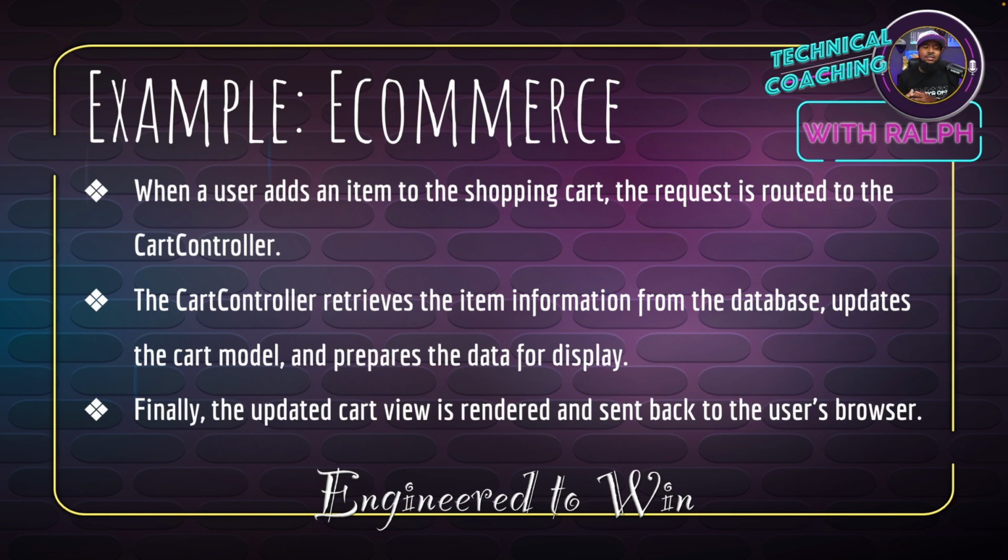And now adds it to the cart. So the cart controller retrieves the information from the database, updates the cart model, and prepares the data for display. Finally, the updated cart view is rendered and sent back to the user's browser. So all the information that's coming from the API, it prepares the data, and now the user interface plops it into place where everything should go.